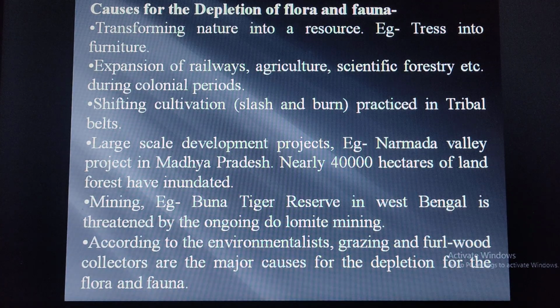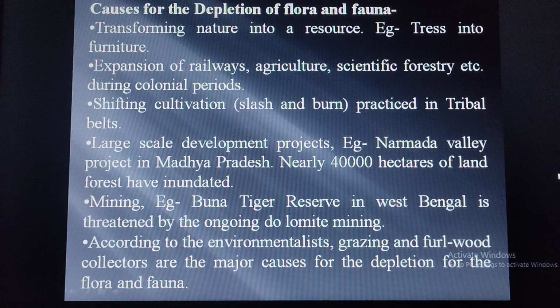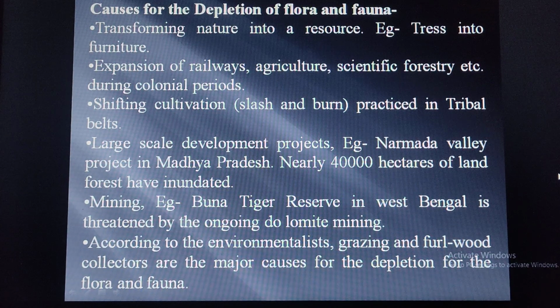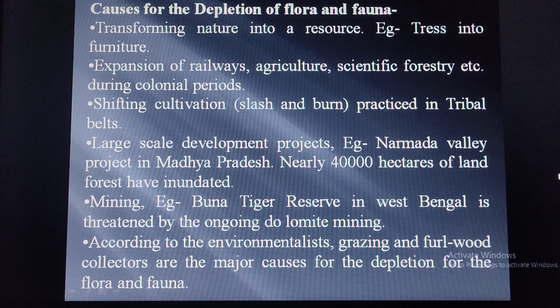So what are the causes for the depletion of flora and fauna? Let us see about that. There are a few reasons because of which the depletion of flora and fauna occurs. Let us see them one by one. Transforming nature into resources, that is tree into furniture. We are using trees as our resources, for our benefit. We are cutting down the trees and making furniture.